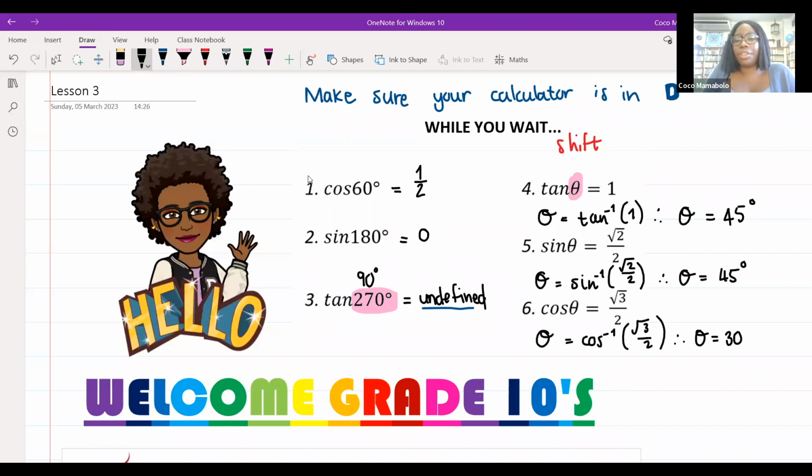Now, a lot of the things that we've done over here, guys, are known as special angles. As you can see, the answers are very nice and round. We always get a nice answer like 45 degrees or 30 degrees or half, or 0 or 1. It's always these nice looking numbers.